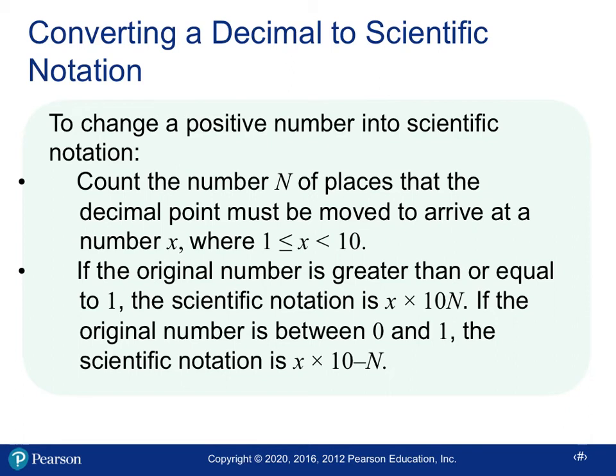To change a positive number into scientific notation, you count the number n of places that the decimal point must be moved to arrive at the number x, where you want your x to be one or greater, but no greater than, no, you can't reach 10. So usually we just say 9 point something. If the original number is greater than or equal to 1, the scientific notation is going to be x times 10 to the nth power. And then if it's between 0 and 1, the notation is 10 to the negative nth power.